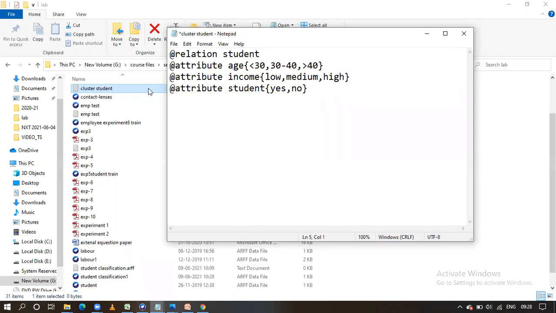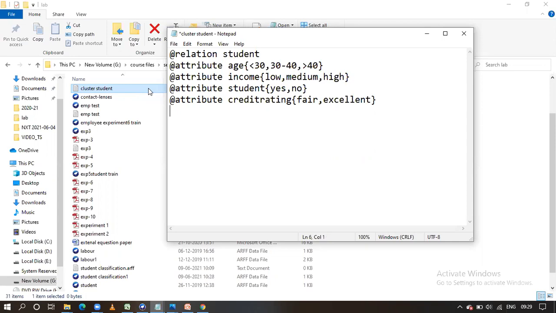After student, the next attribute I'm going to enter is credit card rating. So this is the fourth attribute, guys. It takes two values, fair or excellent.